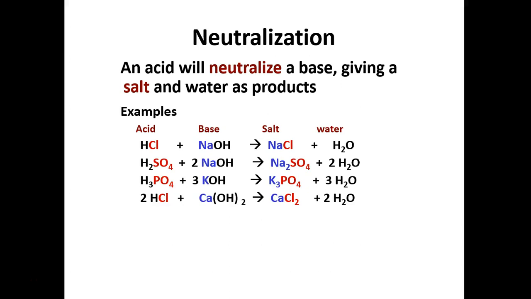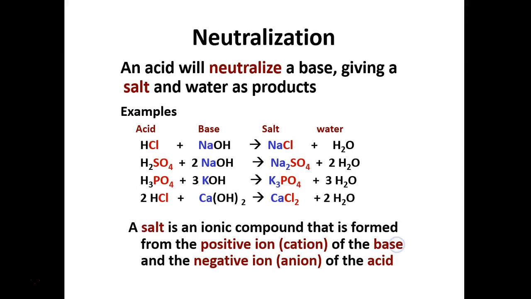Now, we see when an acid reacts with a base, the salt that is formed will contain the cation from the base and the anion from the acid. So in the first example, we see the anion from the acid is chloride, and the cation from the base is sodium. So the salt formed will be sodium chloride.